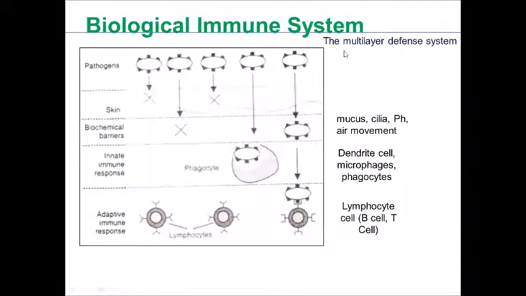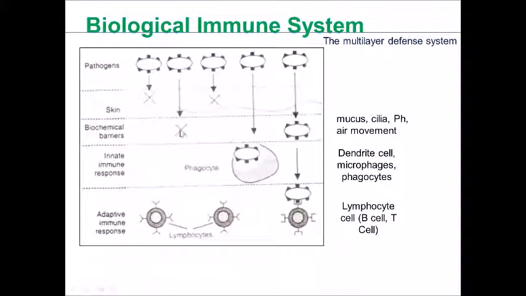Just now I mentioned the multi-layer defense system. So this is what we consider a pathogen, and this is our body. The pathogen or antigen tries to penetrate and enter our body. The first layer of the defense system is the skin itself. The skin will try to eliminate the attack. If it fails, the antigen needs to face the biochemical barriers.